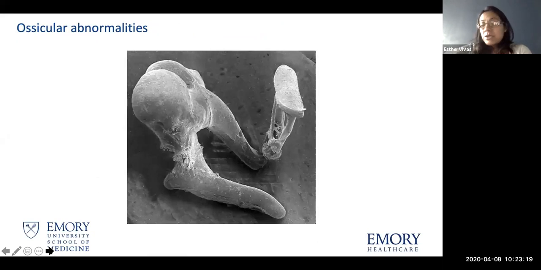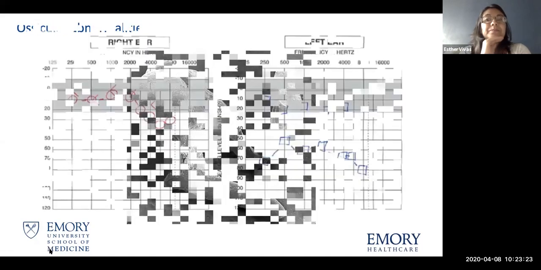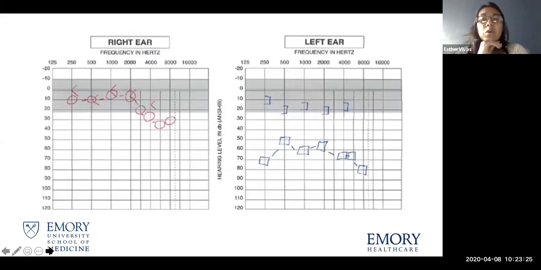Moving on to some ossicular abnormalities. This is a typical audiogram, and if we were live, I'd be asking you to describe this, so I'll just do it for you guys. We're seeing a mild sensorineural hearing loss in the high frequencies on the right side. However, on the left, we have a conductive loss.